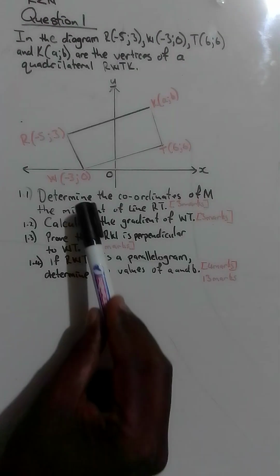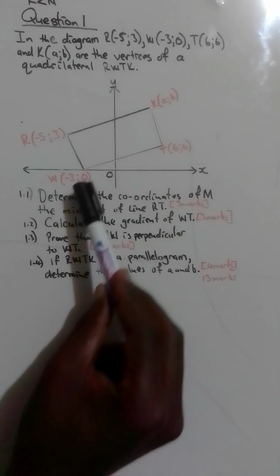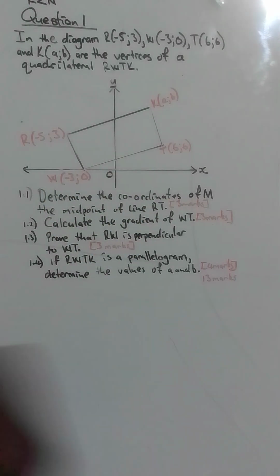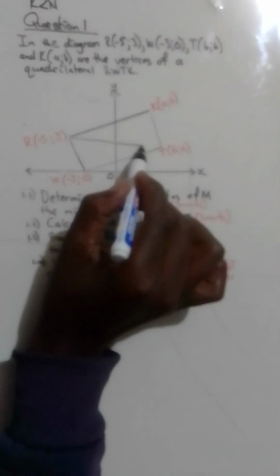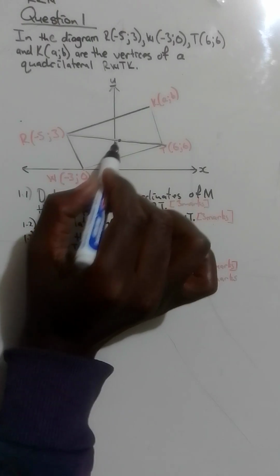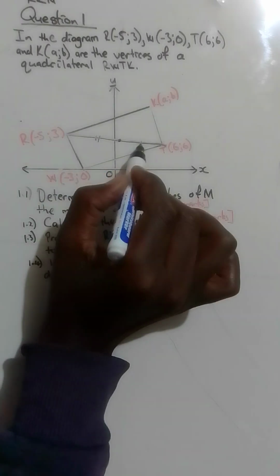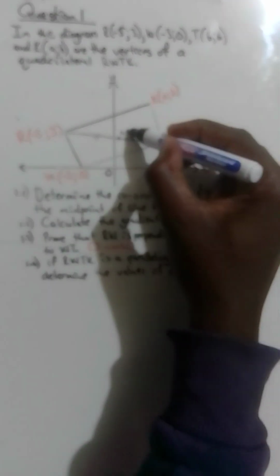In 1.1 they say determine the coordinates of M, the midpoint of line RT. So this line RT here, there is an invisible line, so let's draw it. Line RT has a midpoint, whereby we know that this side is equal to that side. They want us to give the coordinates of the midpoint, which we shall call M. And what do we know about that?